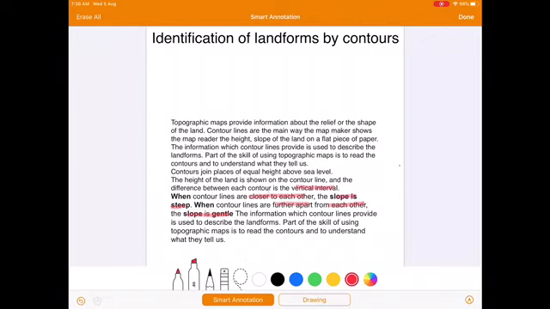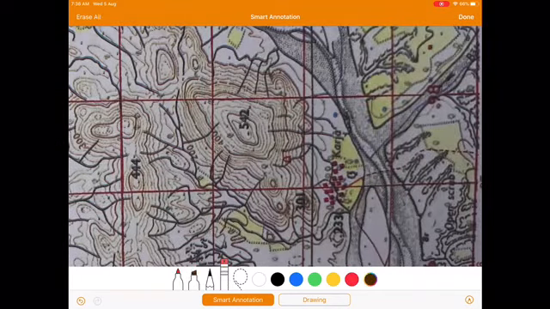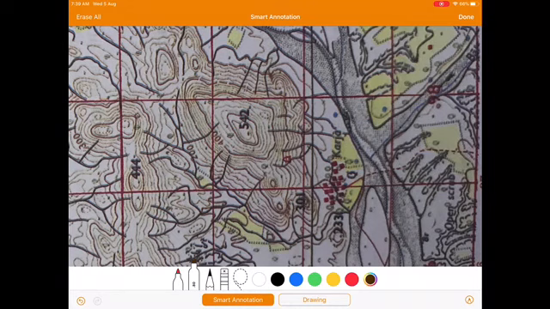The information which contour lines provide is used to describe the landforms. Part of the skill of using topographical map is to read the contours and to understand what they tell us, means they give us indication about the different topographical features on the surface. Let's understand this phenomena with the help of topographical map.